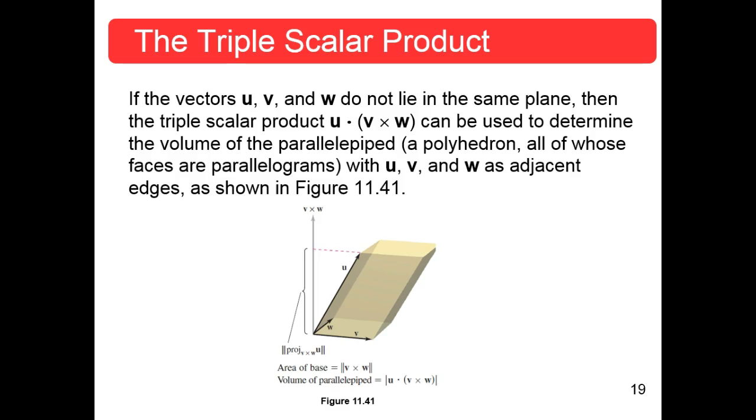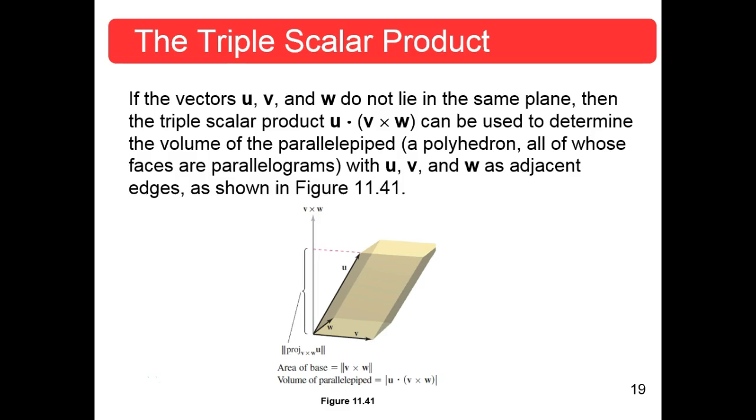Now we go to this. If the vectors u, v, and w do not lie in the same plane, if they're in the same plane, you can't do this, then the triple scalar product, u dot v cross w, or any one of the other two, can be used to determine the volume of the parallelepiped. That's a polyhedron, a multi-sided figure, all of whose faces are parallel, with U, V, and W as adjacent edges.